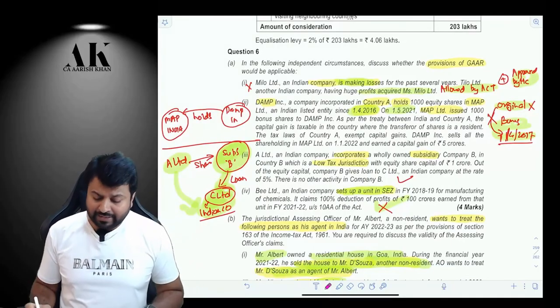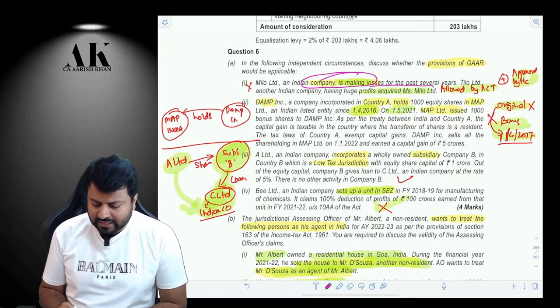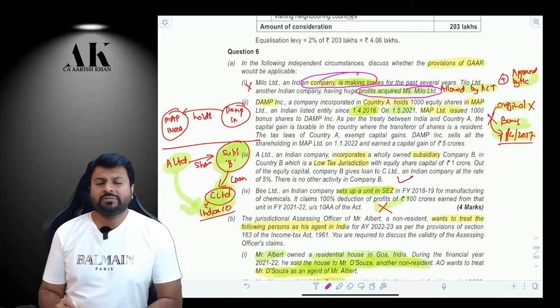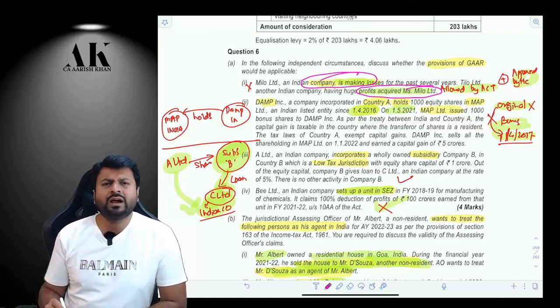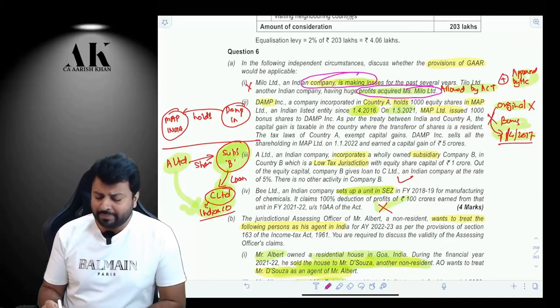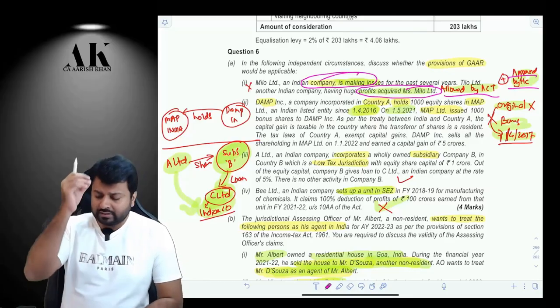Now, whether GAR will be applicable in the following cases. First case, there is a company which is making losses. It is acquired by another company so that the loss can be set off. Whether GAR can be made applicable? Why would GAR be applicable in this case? It is allowed to do amalgamation. There is nothing wrong in this. Amalgamation is allowed by the Income Tax Act. Amalgamation is also approved by the court. Therefore, there is no need to apply GAR in this case.